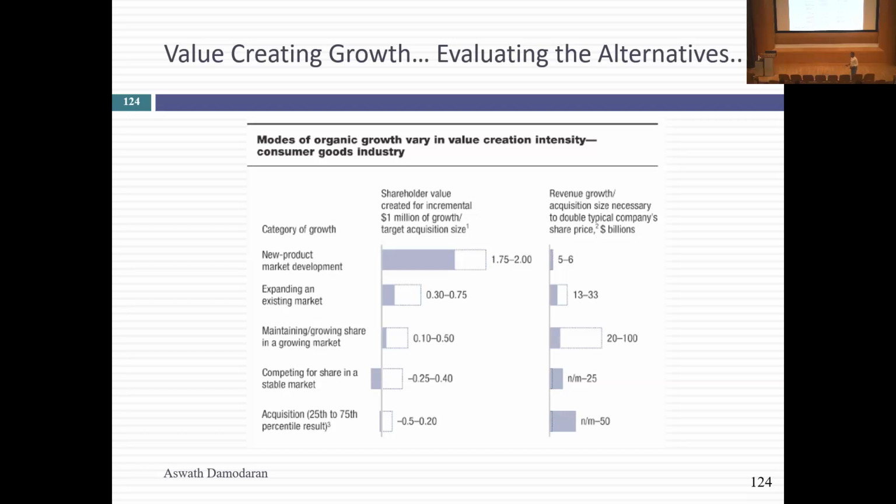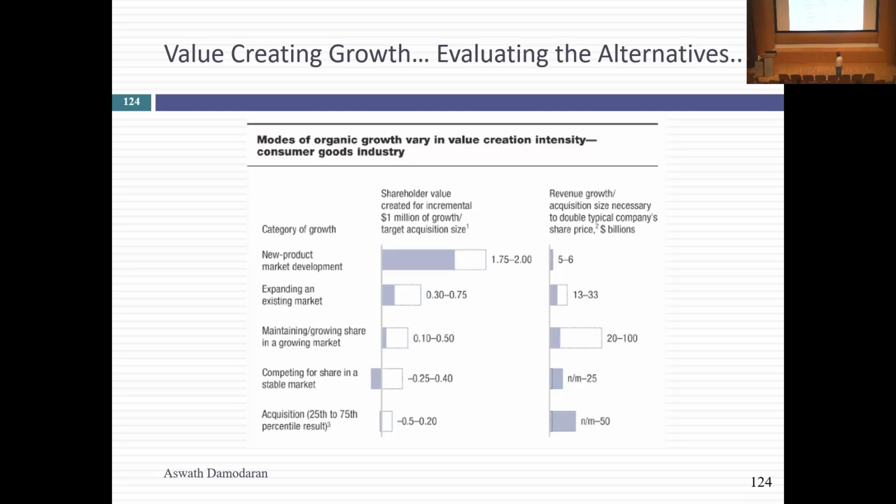The second best strategy is expanding an existing market by finding a new use for a product or coming up with a way of getting customers to add on. Uber's most value-added proposition is to take their existing riders and get them to do something extra on the Uber platform, because that's pure profit. A dollar invested creates about 30 to 75 cents in additional value. So you want that number to be greater than zero, right? Because you're creating value. And then you get to the trickier ways of growing.